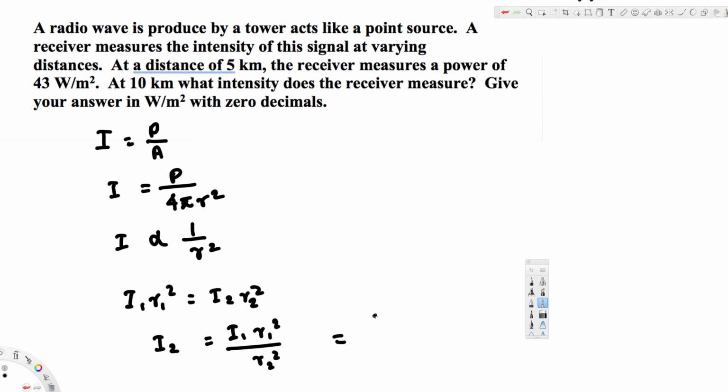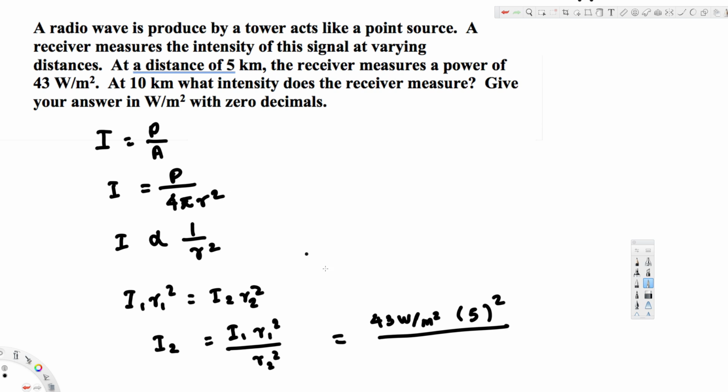I1 is 43 watts per meter squared times r1 squared. The initial distance was 5 km. I am keeping the unit as it is because in the denominator we have the same unit, so the units are going to cancel each other. Okay, 5 squared, divided by 10 km, so 10 squared, and this will become 25, this will become 100.